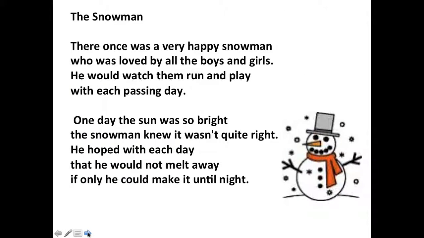So let's look at the beginning. Okay, there once was a happy snowman who was loved by all the boys and girls. He would watch them run and play with each passing day. One day the sun was so bright, the snowman knew it wasn't quite right. He hoped with each day that he would not melt away, if only he could make it until night. Okay, so those are the 2 stanzas we said we're going to use as the beginning, and we just eyeballed them again. To eyeball just means that we just looked at it, we just kind of guessed. Okay, so we drew these. What's the main idea? Well, I know my main character is the snowman, and I know the conflict is he's worried about melting. So the main idea must be children built a snowman that is now worried about melting.